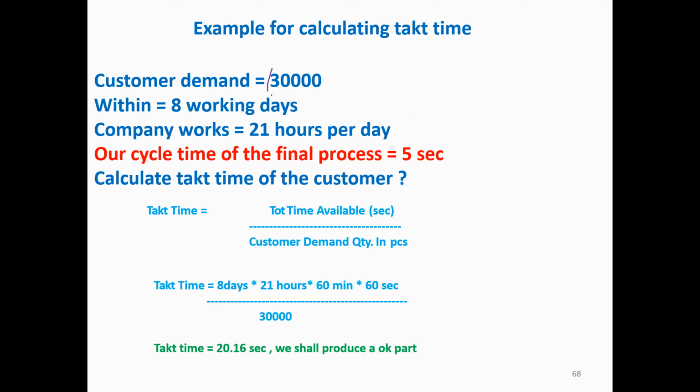Customer demand is 30,000 pieces and you have 8 working days. The company works 21 hours per day. So calculate the takt time.